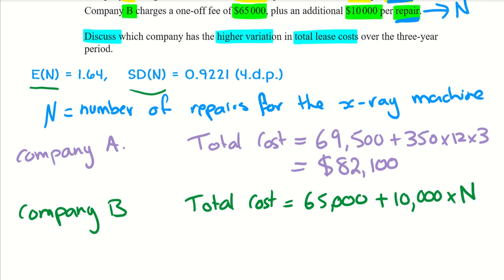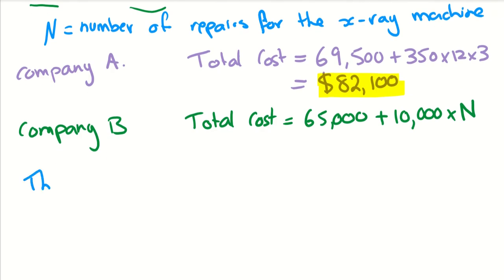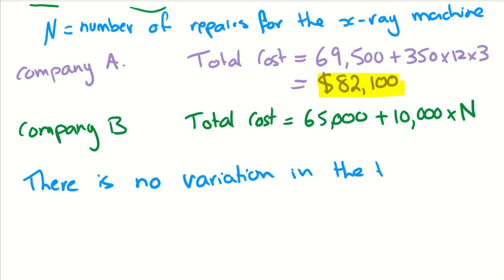So my first question is just for you to think logically and go, okay, company A, it costs $82,100. Is there any variation in that cost? And the answer is no. There is absolutely no variation in that cost. It's a one-off fee, it's a cost per month, there is no variation in that. So that's what we want to first of all note: there is no variation in the total cost using company A.